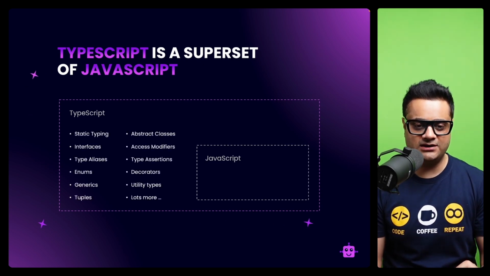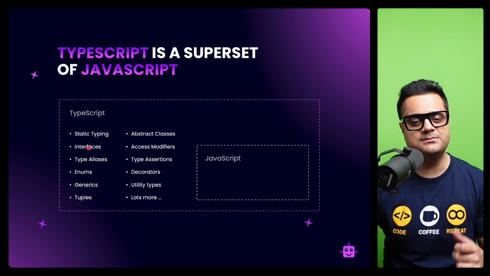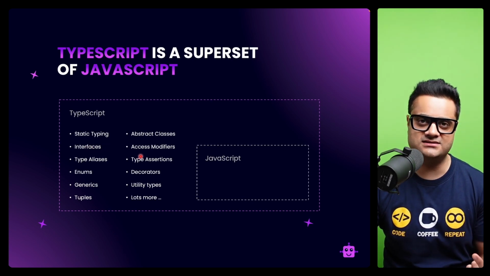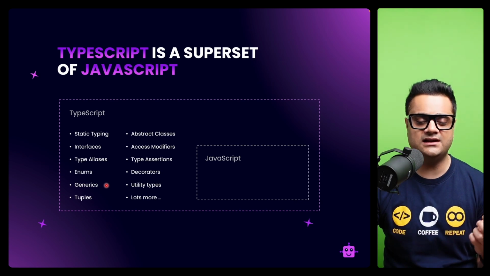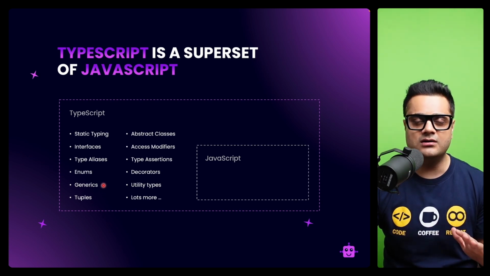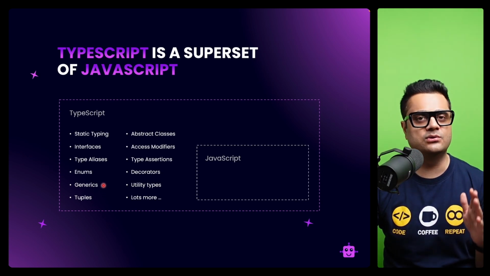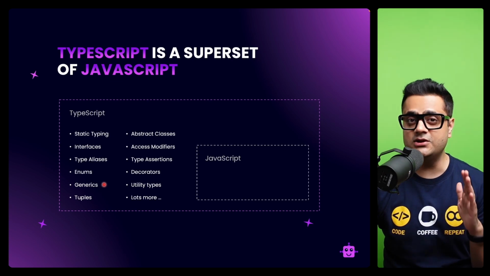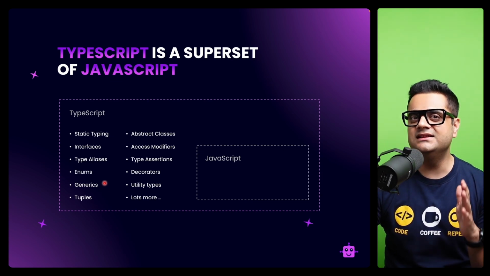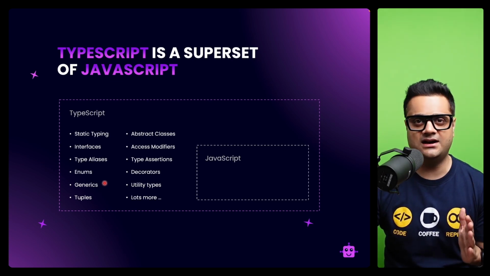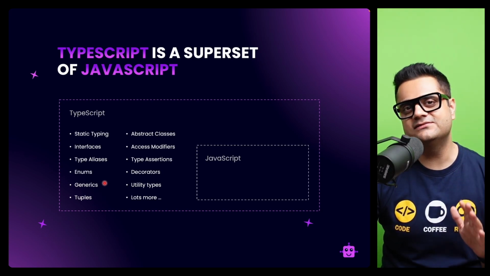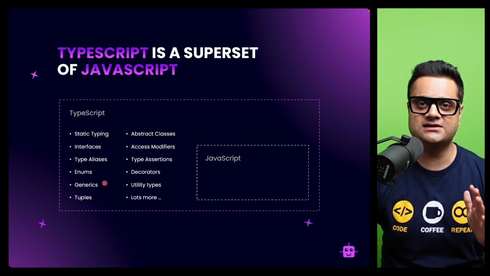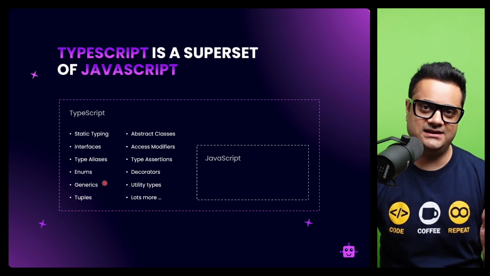If you look at this particular slide, you will see that TypeScript offers many other functionalities which are missing in JavaScript. Static typing, interfaces, type aliases, enums, generics, tuples. The list is long. All these features help you write scalable code, especially when you're working with large teams, and these features are missing in JavaScript. Also, there are some features which are planned for implementation in JavaScript. You get those features in advance in TypeScript.